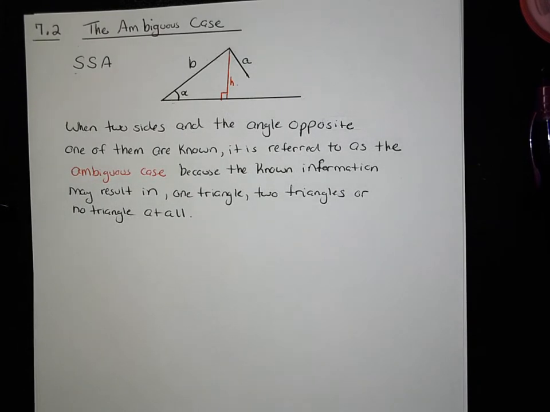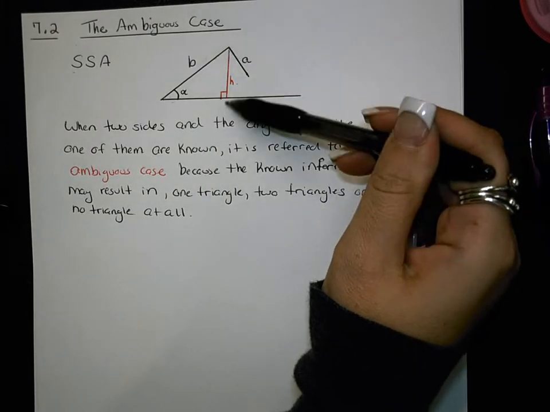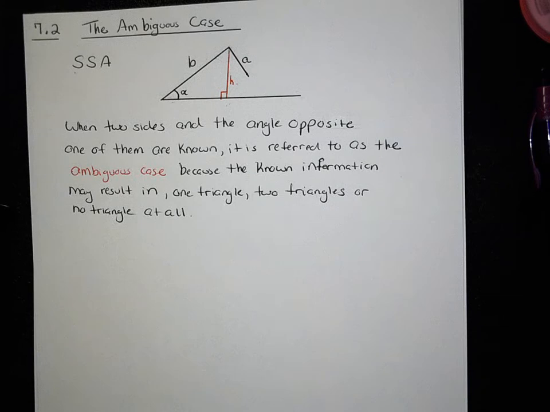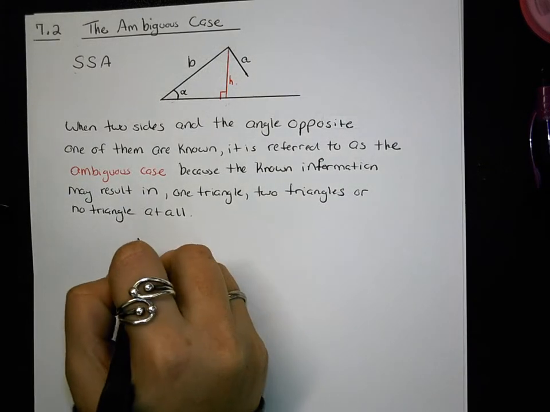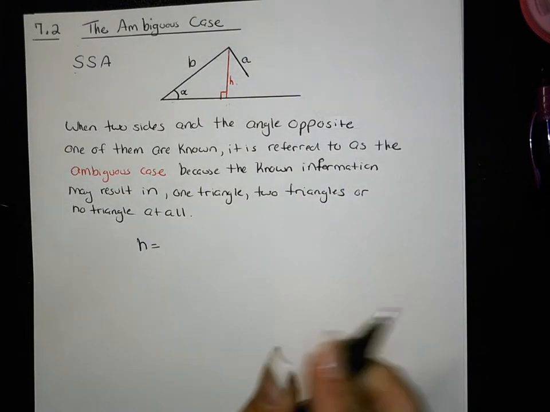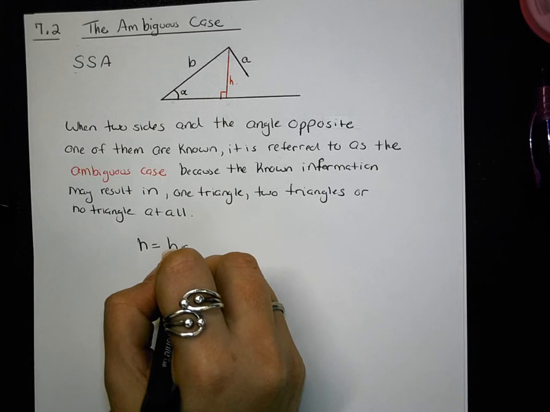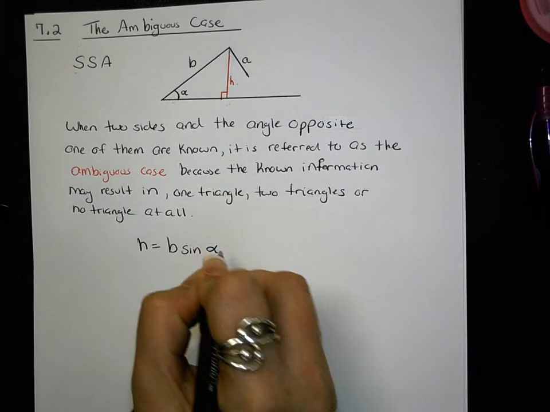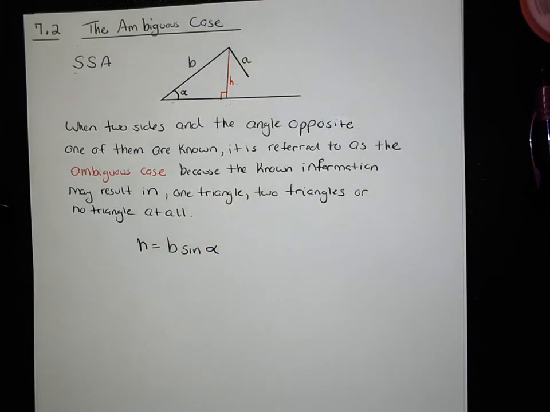Now, what you're going to have to realize here is that the height of this triangle has a special formula. The height is equal to b sine of alpha. Okay, height is b sine of alpha.